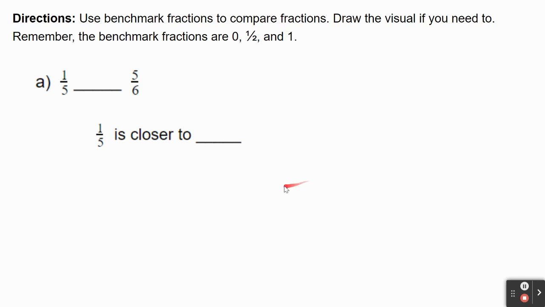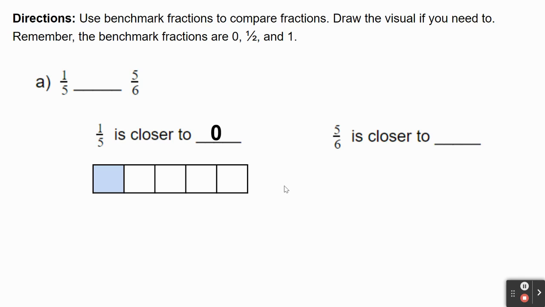We can draw a visual to find out which benchmark fraction 1/5 is closest to. So if we draw 1/5, we're going to have our visual model broken up into 5 equal parts with one of them shaded. We can see that 1/5 is closer to 0. Now let's do the same for 5/6. So our visual model will be split up into 6 equal parts with 5 of them shaded. We can see this is much closer to 1.